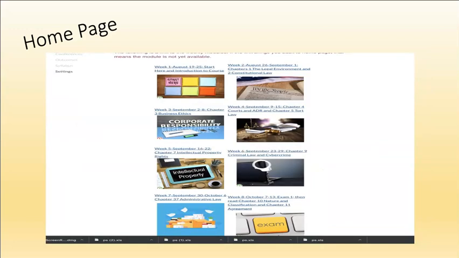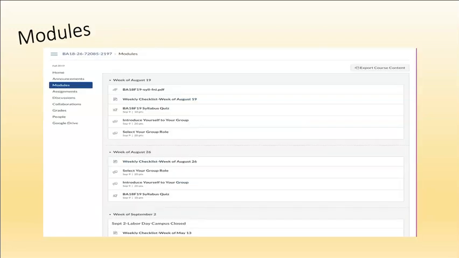This home page has an image to represent each of the weeks for this course. If you click on the image, then the link will take you to the modules. The modules are where the course is organized and where you can find almost all the information you need. So here's an example of the modules page.